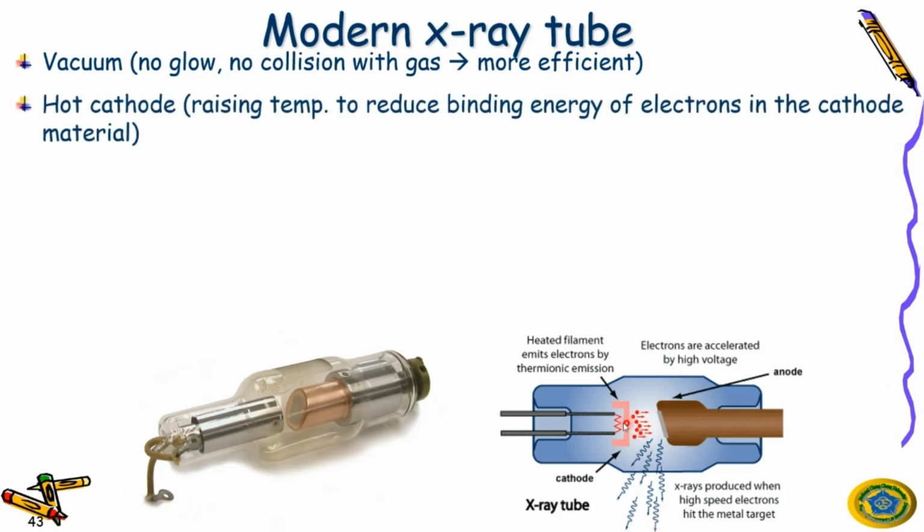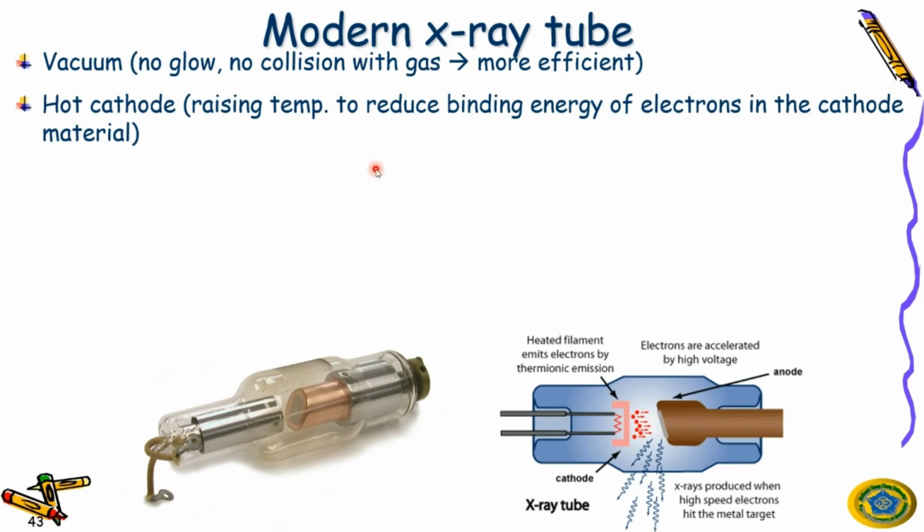And this is what we call a hot cathode. A hot cathode generates plasma, and plasma has electrons. So you raise the temperature to reduce the binding energy of the electrons in the cathode element. Sorry, this is the cathode and this is the anode. I'm sorry. So the cathode material is here.